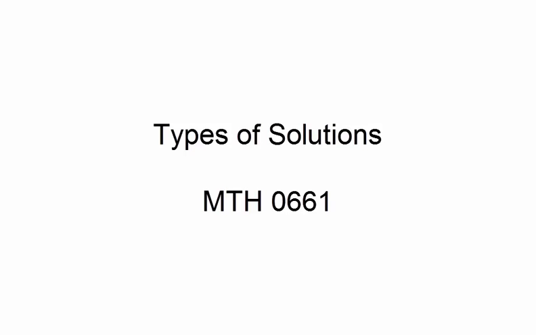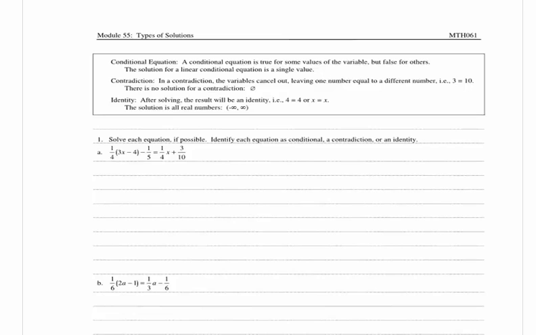In this video, we're going to look at types of solutions. A conditional equation is true for some values of the variable, but false for others. The solution for a linear conditional equation is a single value. For a contradiction, the variables cancel out, leaving one number equal to a different number. And in a contradiction, there is no solution.